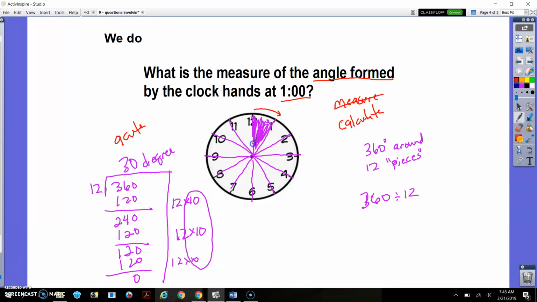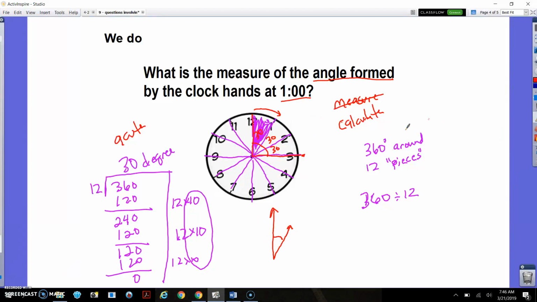And that kind of makes sense, right? 30, 60, 90. And I do have a 90-degree angle if I make 3. So that seems about right. 30, 30, 30. So at 1 o'clock, when all is said and done, at 1 o'clock, we have a 30-degree angle.